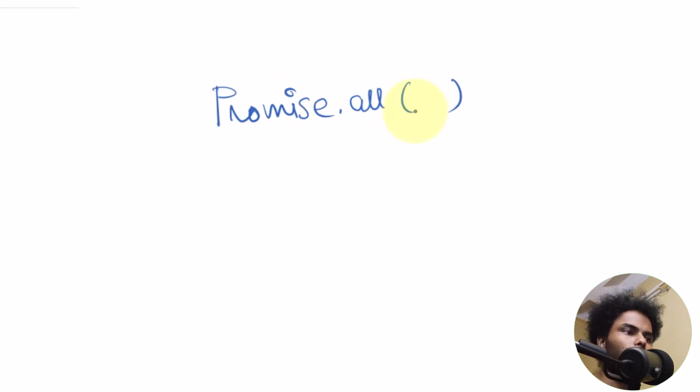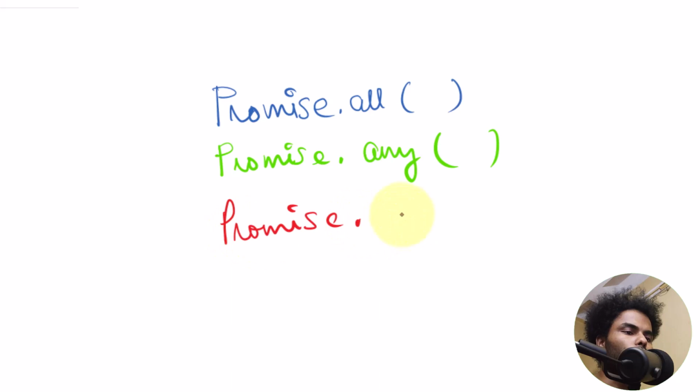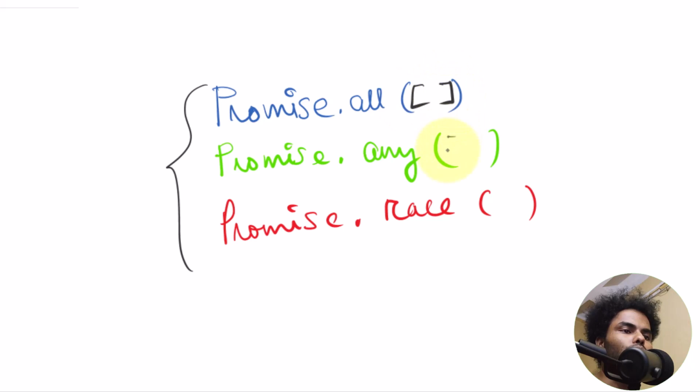Hey, what's up guys? In this video we're going to talk about a few of the important methods of promises in JavaScript. First of all, we're going to talk about the Promise.all method, and also the Promise.any method, and also the Promise.race method. These are the methods that are used to handle multiple asynchronous operations concurrently, and all three methods take one array as input containing multiple promises. So let's talk about each one of them one by one.